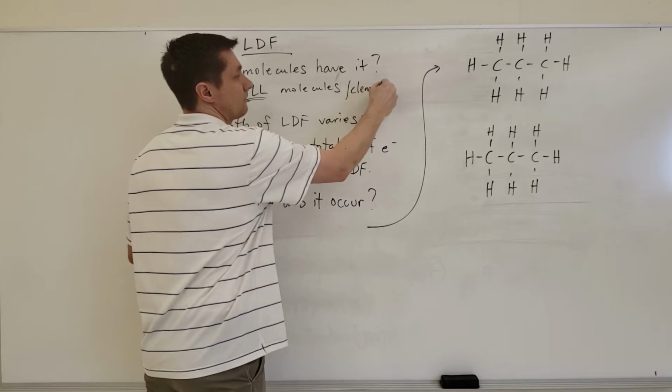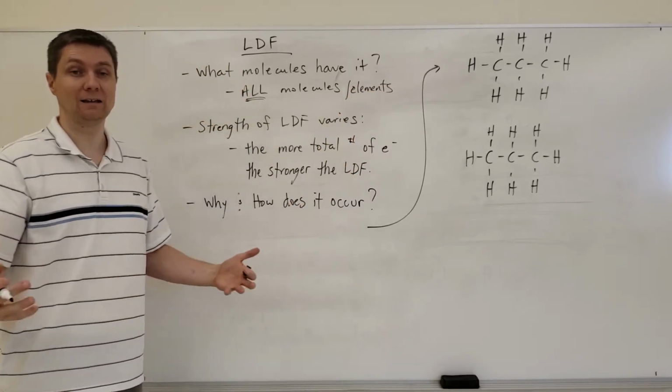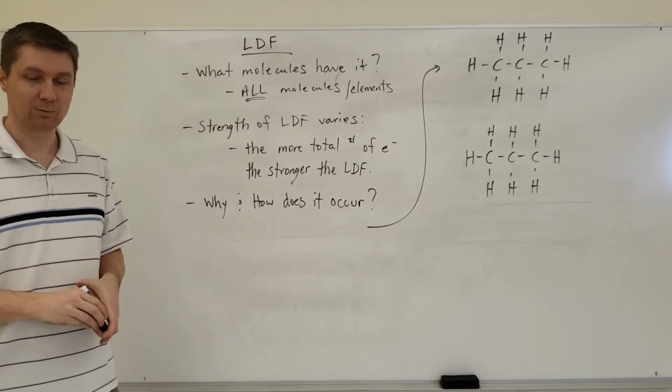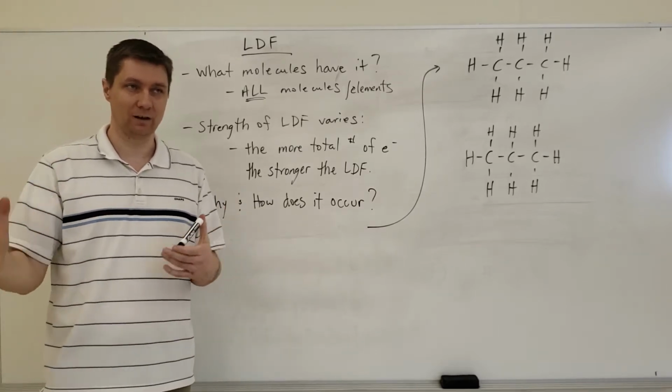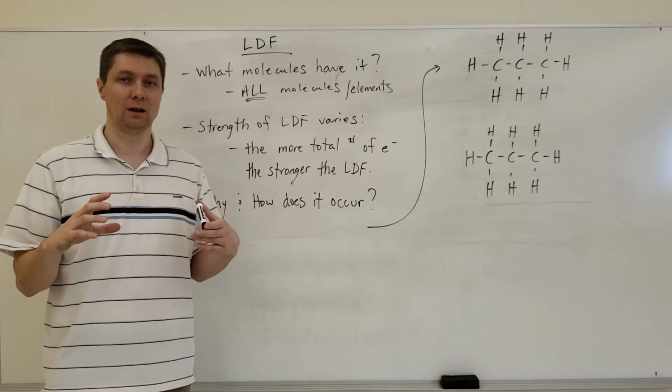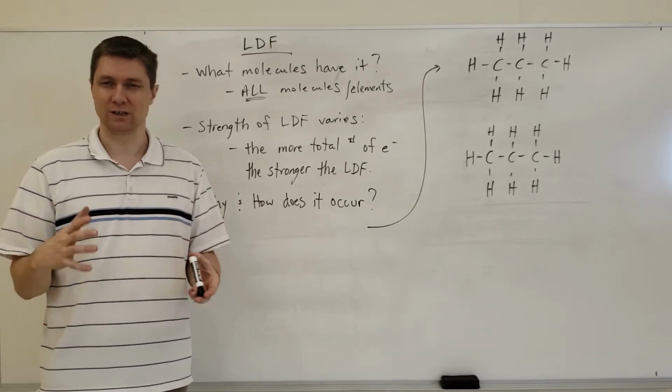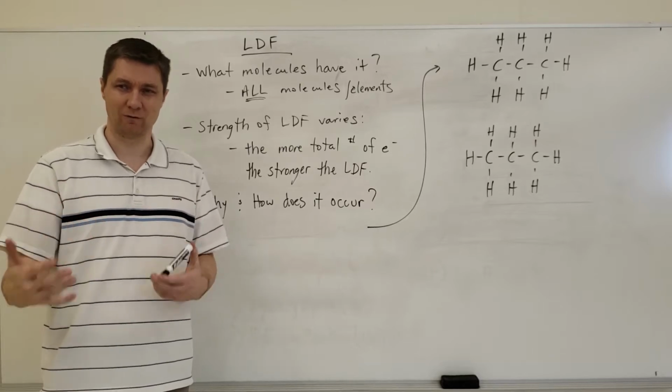It's really any molecule or element that has electrons. And we spent some time talking a lot about valence electrons in the bonding unit and how valence electrons pertain to making diagrams and all this kind of stuff. And we've done a lot of discussion about valence electrons.